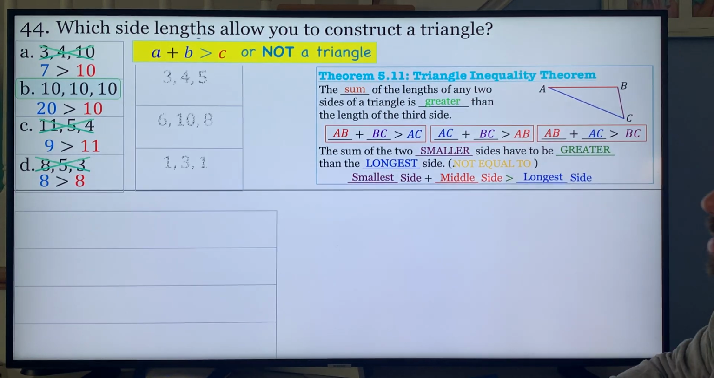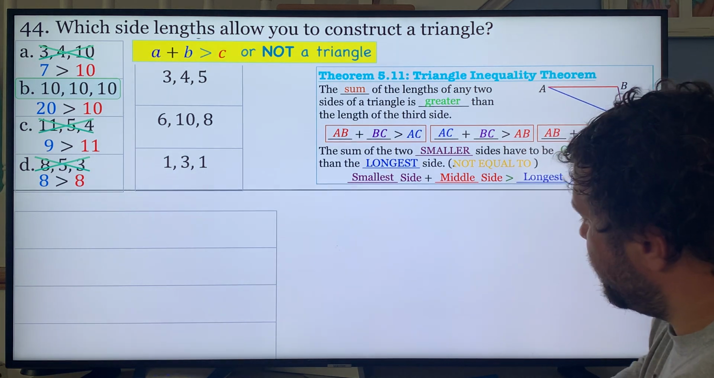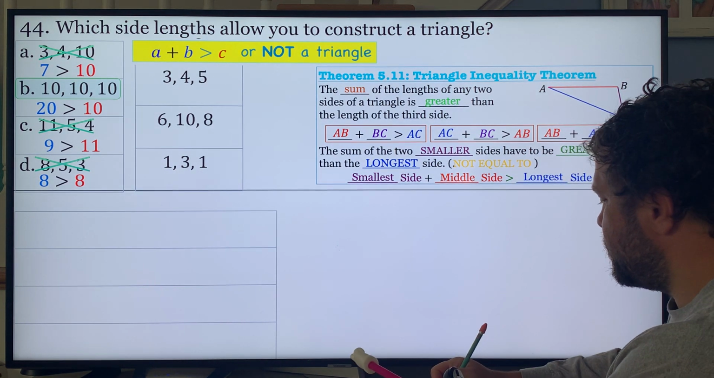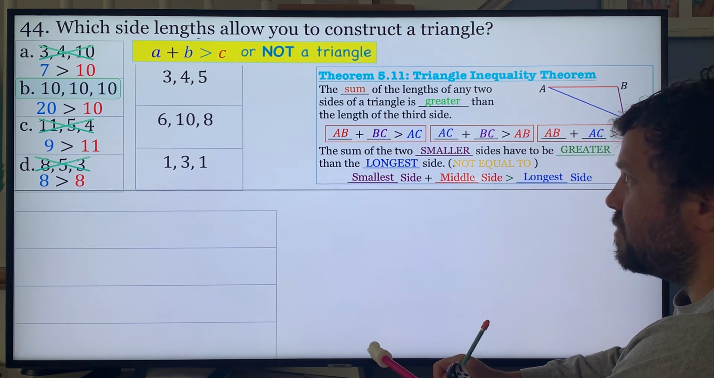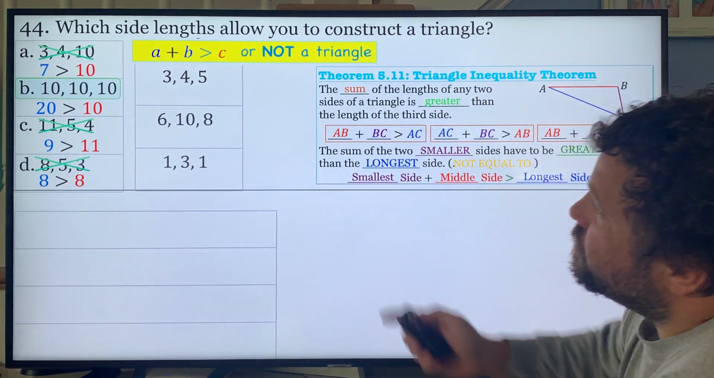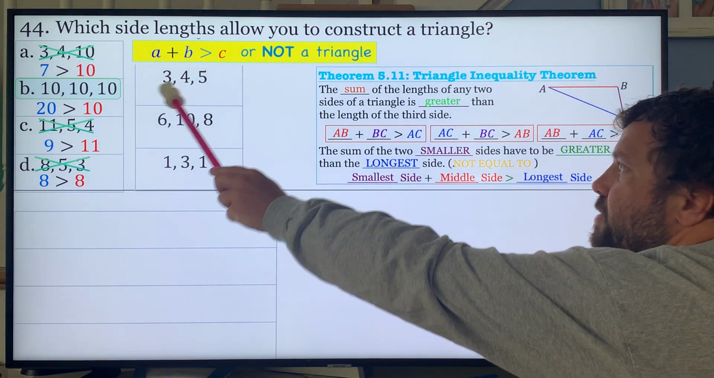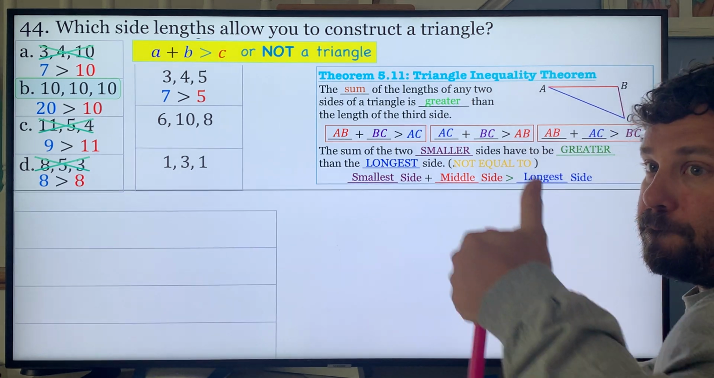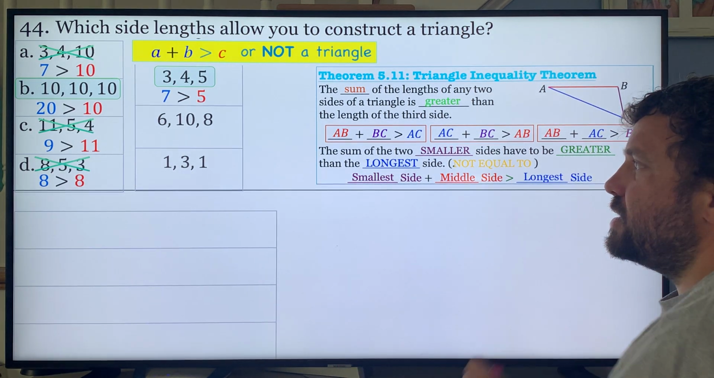Now here's three other problems that I threw on for you, just to make sure that you got this. Got it? All right, so do these three. 3 plus 4 is 7. Is 7 greater than 5? Boom, triangle.